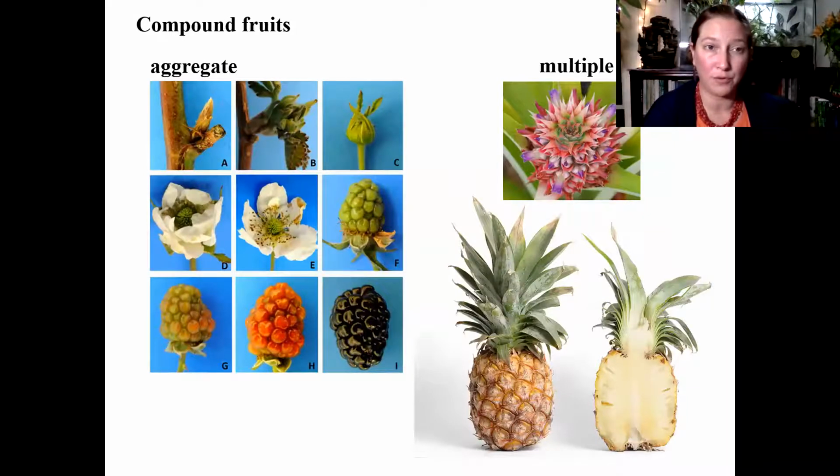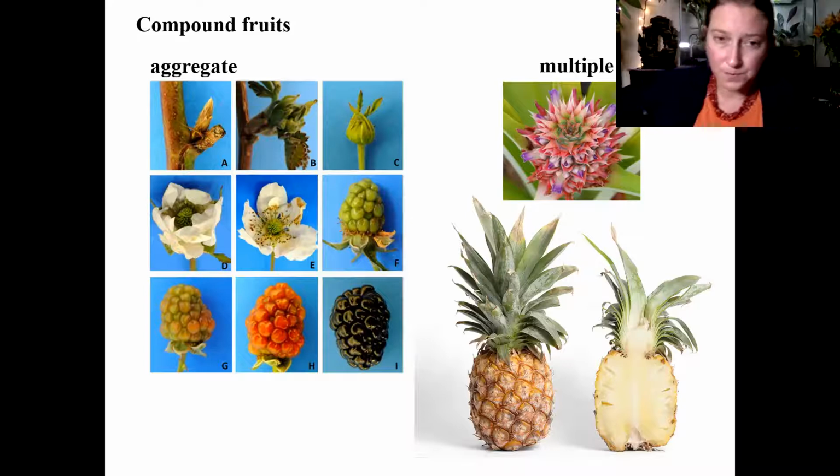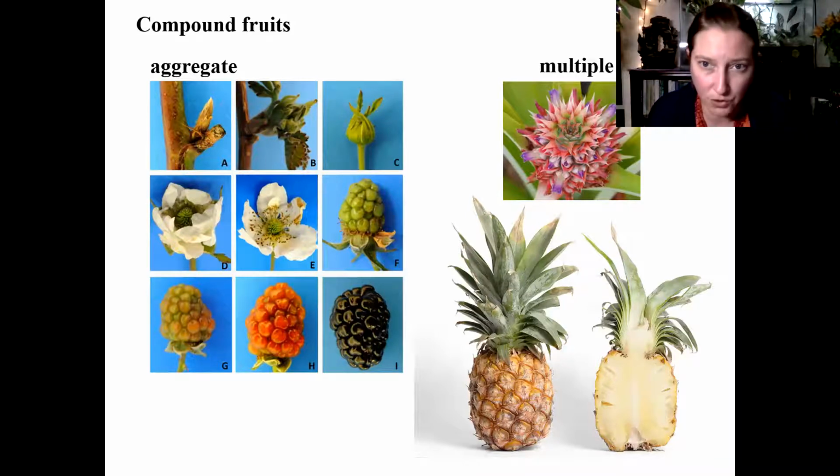And then now we have compound fruits. There's two types of compound fruits that you guys should be aware of. An aggregate fruit, for example, the blackberry that we already watched, and a multiple fruit, for example, a pineapple. An aggregate fruit is one fruit that's made up of lots and lots of ovaries, but it's all from a single flower. Whereas a multiple fruit is a single fruit made from an inflorescence.